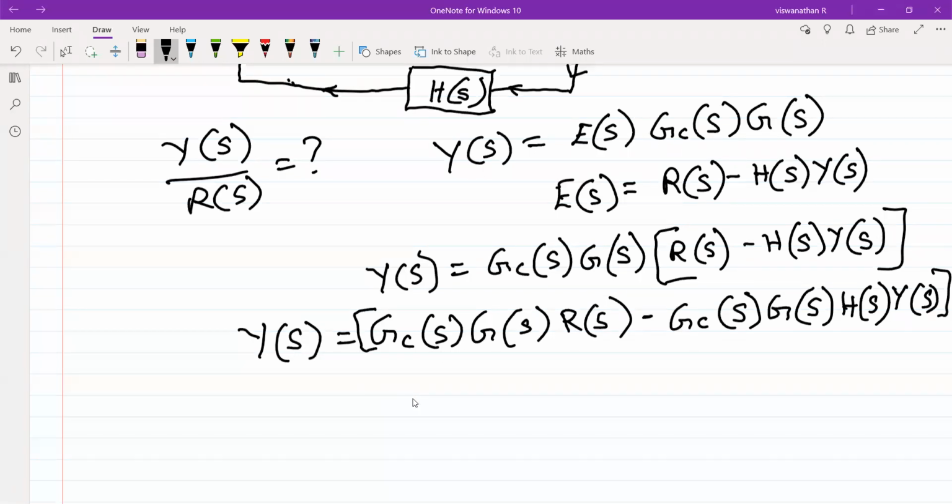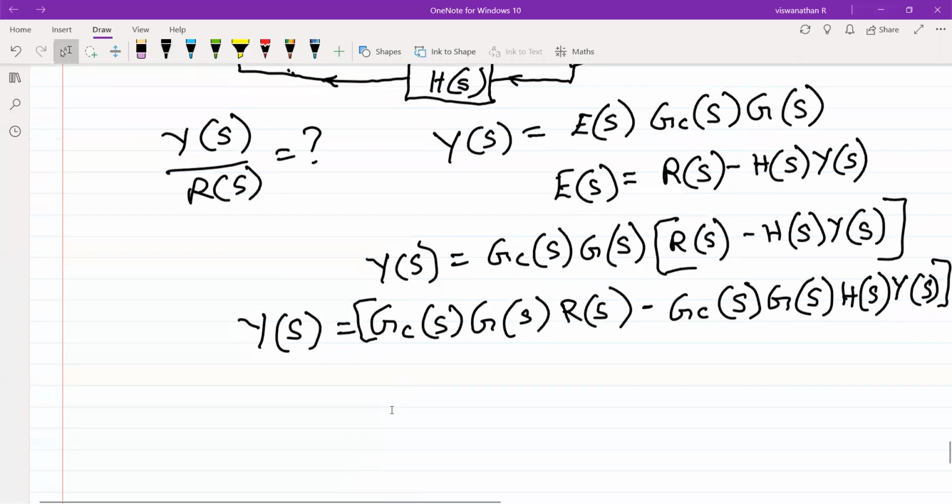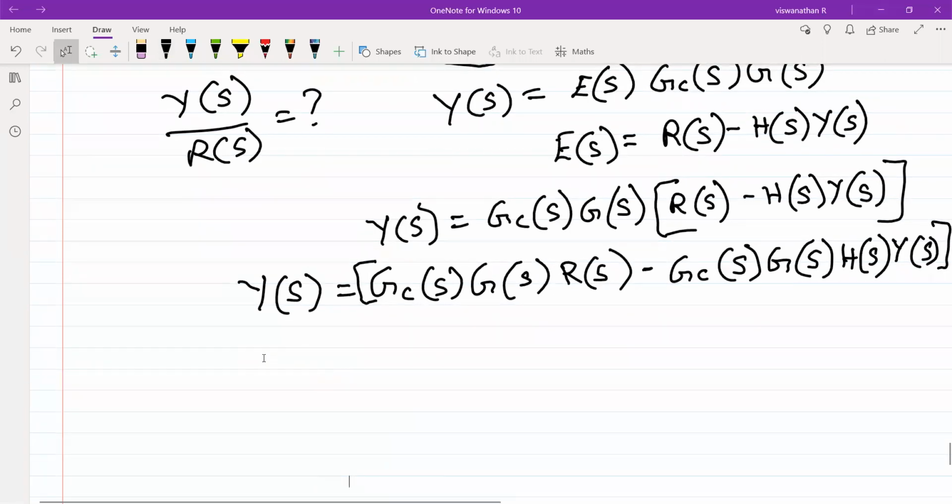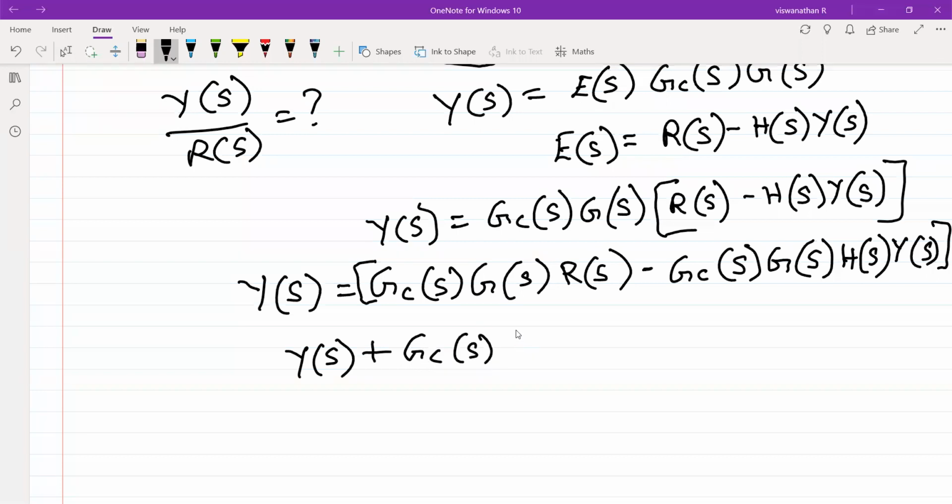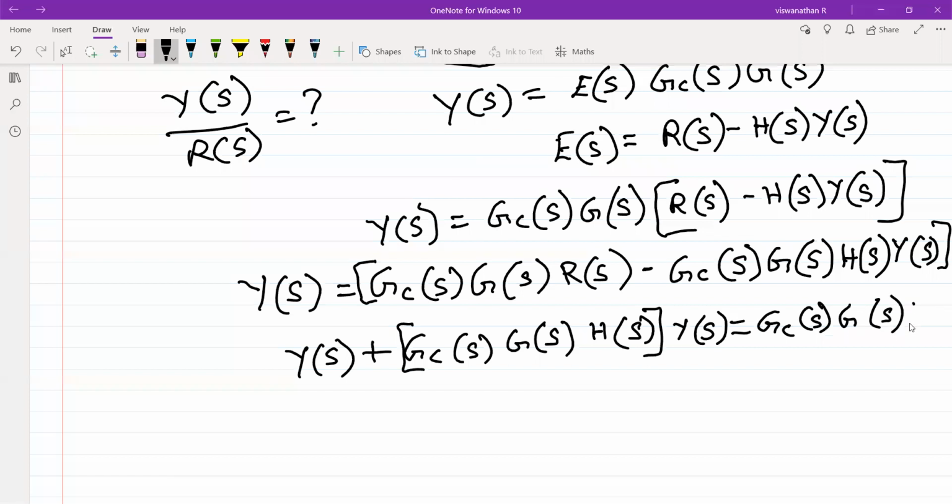Y(s) equal to, now what I'll do is I'll take Y(s) here, I'll take this term on the left hand side: Y(s) plus Gc(s) G(s) H(s), this term multiplied by Y(s), is equal to this term here, Gc(s) G(s) multiplied by R(s).